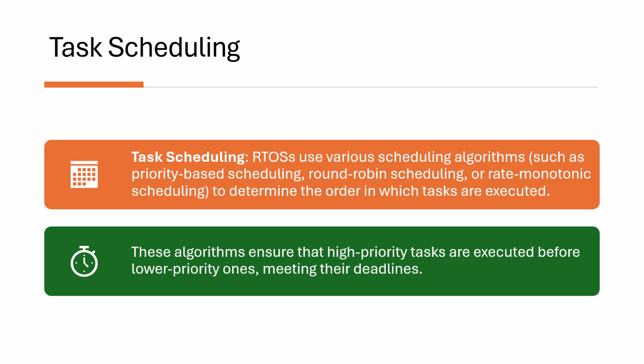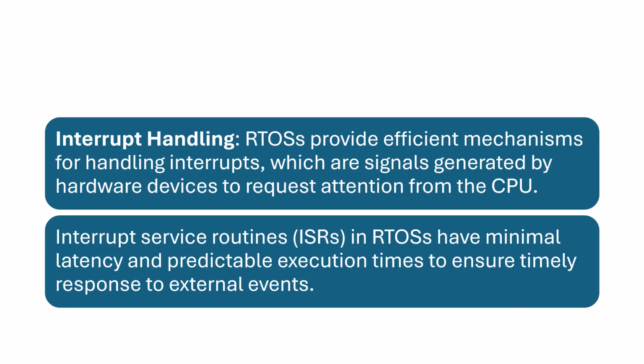To determine which is prioritized higher and lower, we use mechanisms for handling interrupts, which are signals generated by hardware devices to request attention from the CPU. Interrupt service routines, which we call ISR, in RTOS have minimal latency and predictable execution times to ensure timely response to external events. Interrupt handling is like when a program is running and suddenly it is interrupted, like when we are doing some task and someone comes in between office time and asks something. That's an interrupt. We stop what we are doing, answer them and then go back.